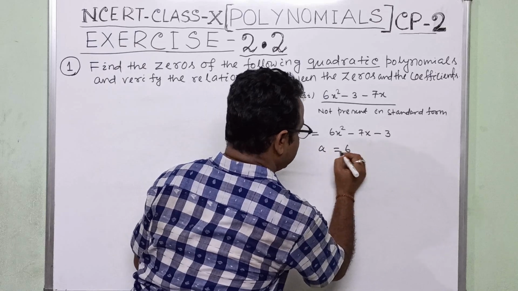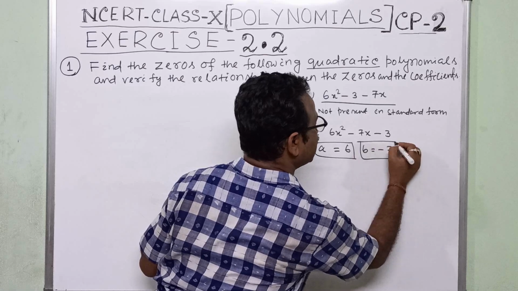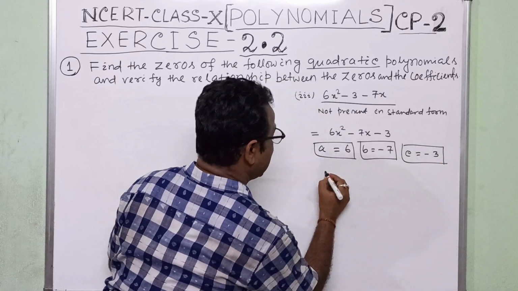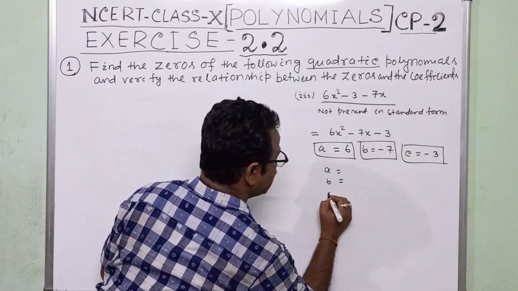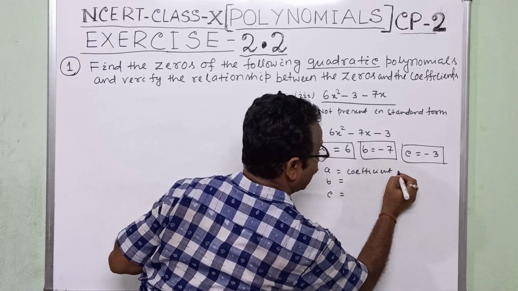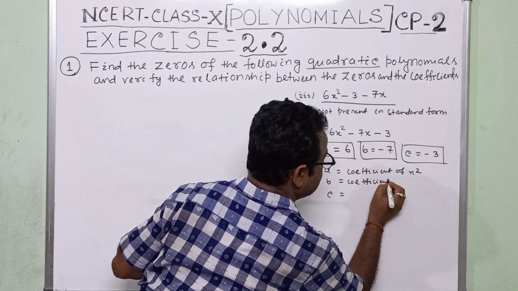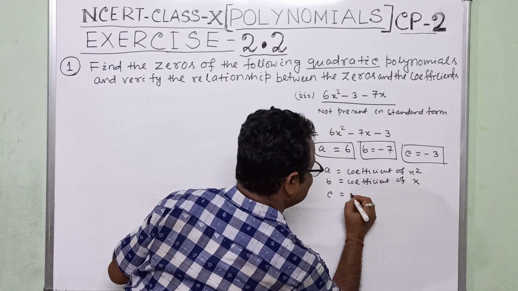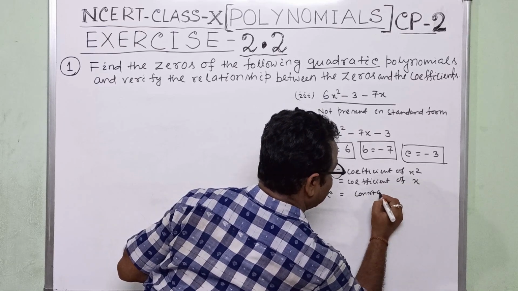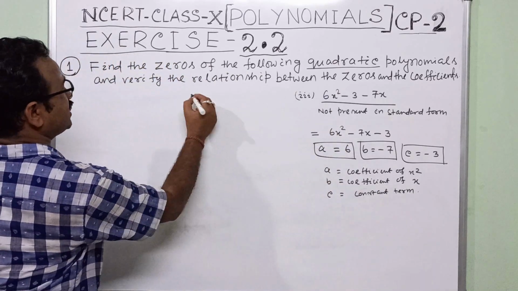Now here a is equal to 6, b is equal to minus 7, and c is equal to minus 3. So I have written a, b, c. What? a is the coefficient of x square, b is the coefficient of x, and c is the constant term.